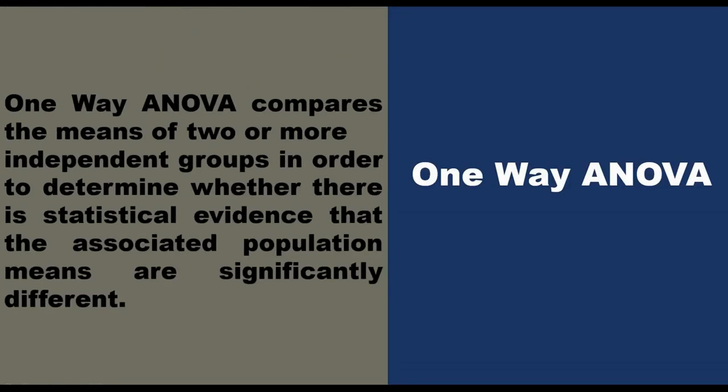So, one-way ANOVA compares the means of two or more independent groups in order to determine whether there is statistical evidence that the associated population means are significantly different.